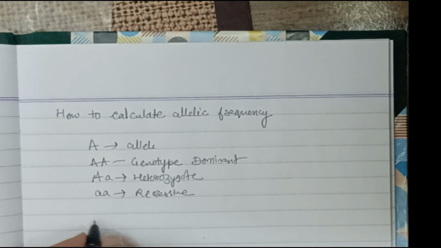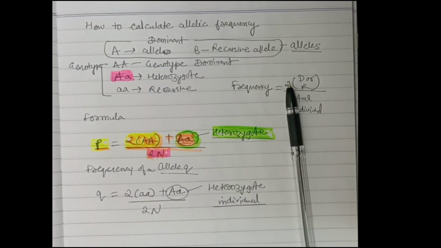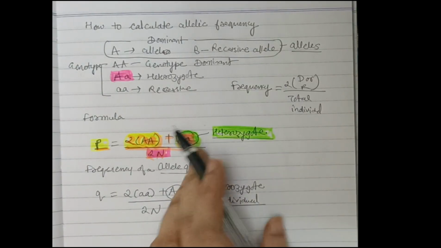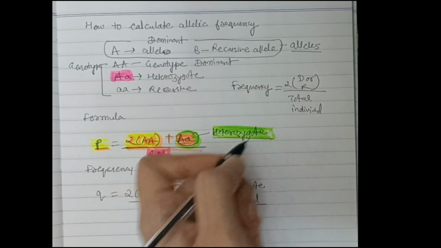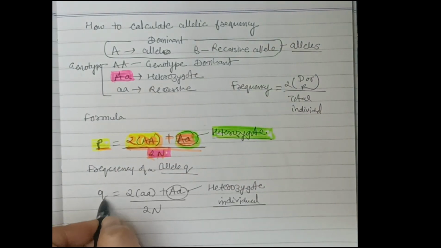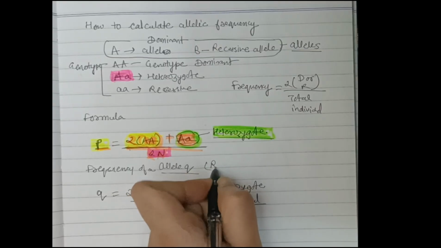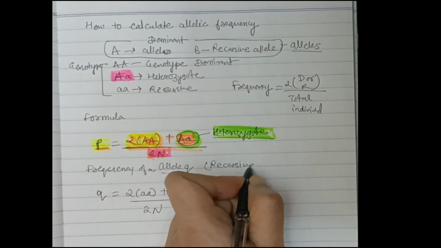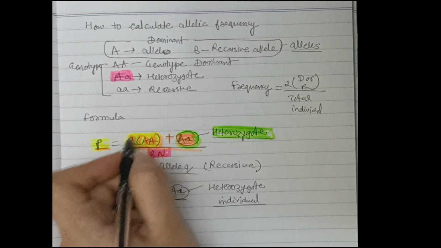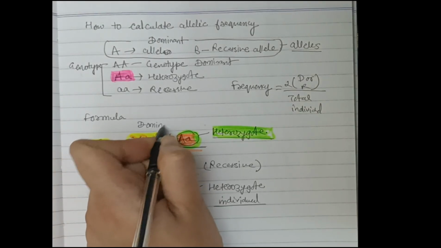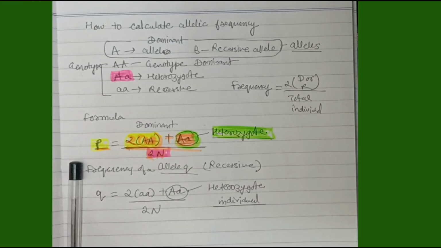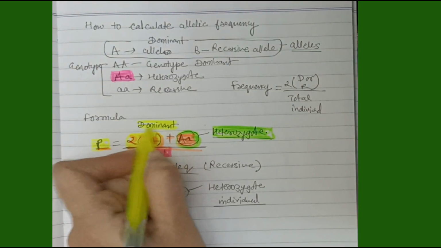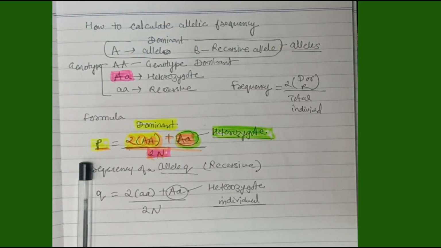The formula for allelic frequency is P. P is equal to the frequency of the capital A dominant allele, that is 2 in bracket capital A capital A plus the heterozygote, that is capital A small a, upon 2 into the total number, and the frequency of the small a allele, that is Q, comes out to be 2 in bracket the recessive alleles plus the heterozygote allele upon 2n, that is total individuals. And also remember P plus Q is equal to 1. So this is the important formula.